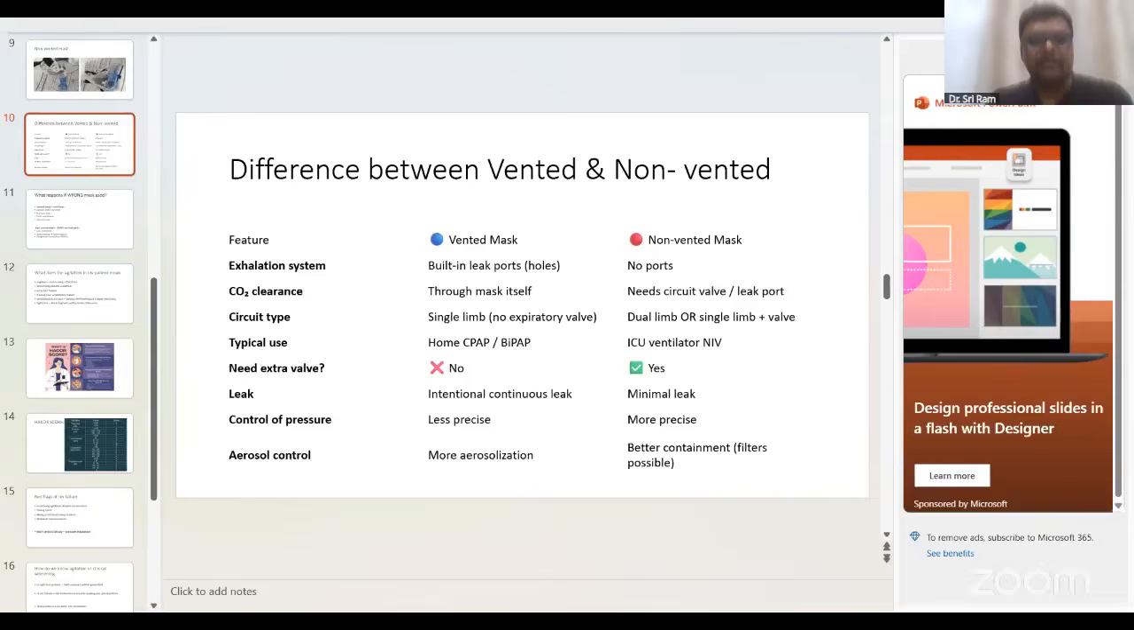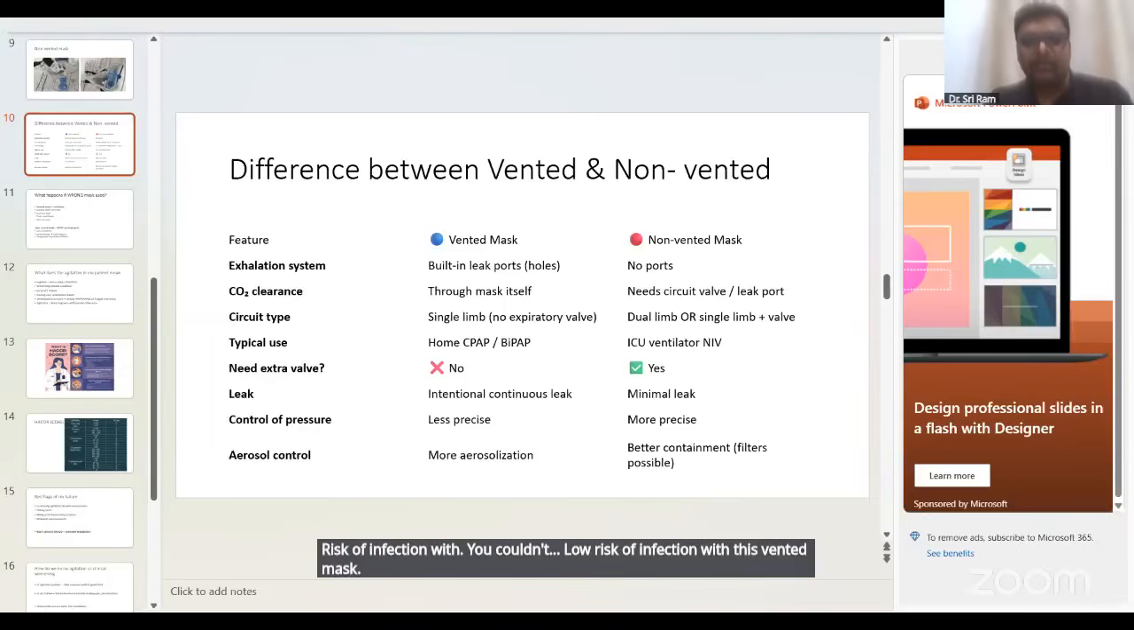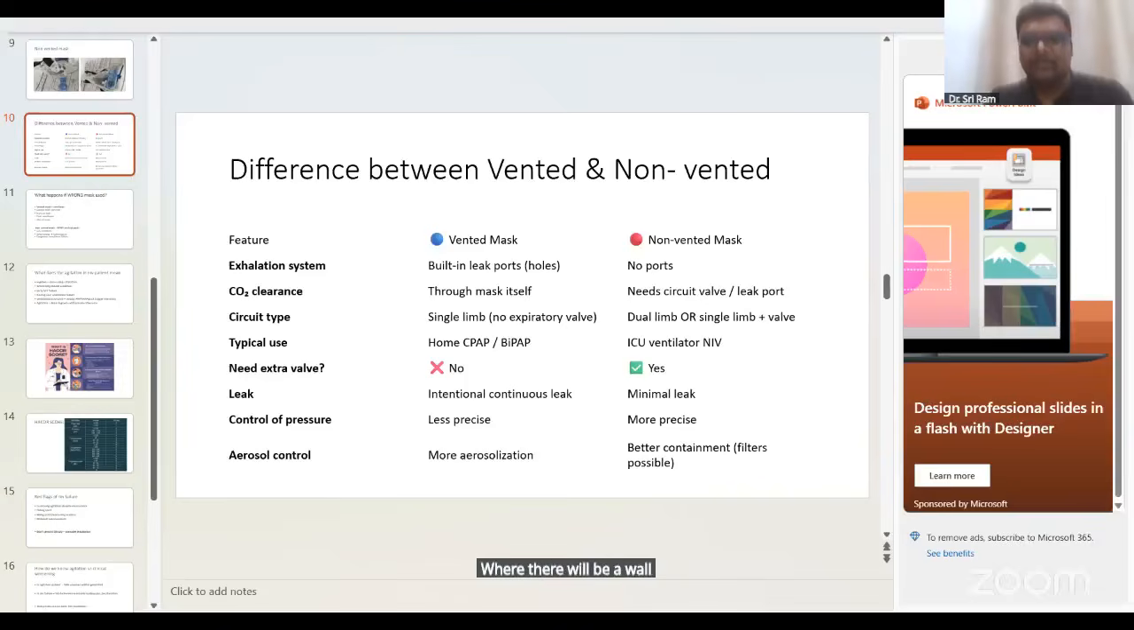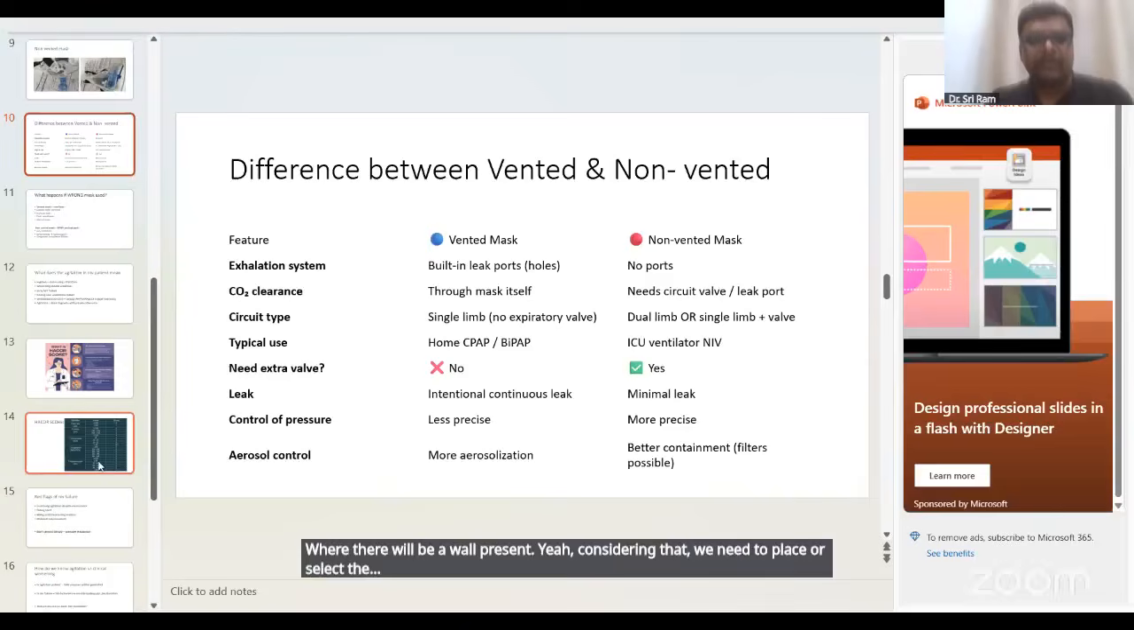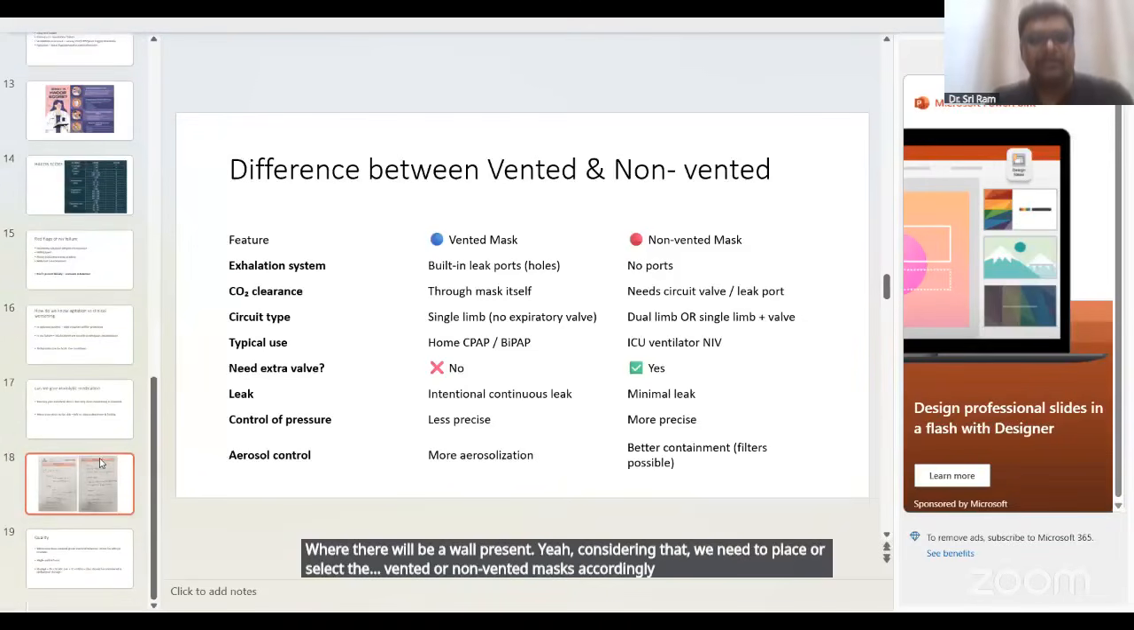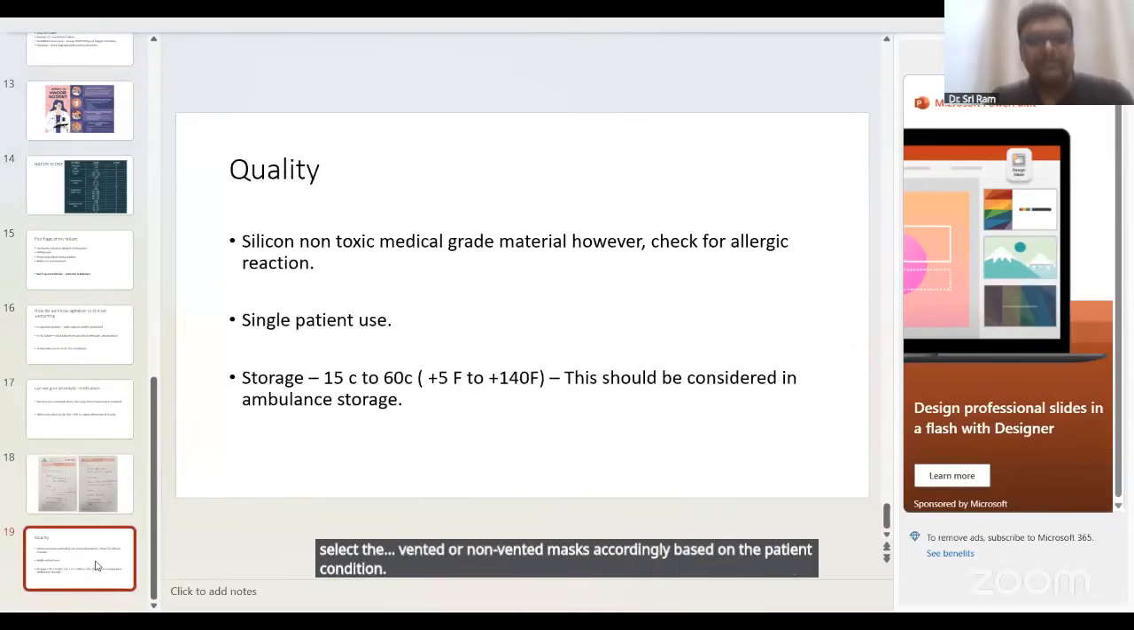One more thing I need to add. There is also a risk of infection with the vented mask, and a low risk of infection with the non-vented mask, where there will be a wall present. Considering that, we need to select the vented or non-vented mask accordingly, based on the patient's condition and also the discretion.